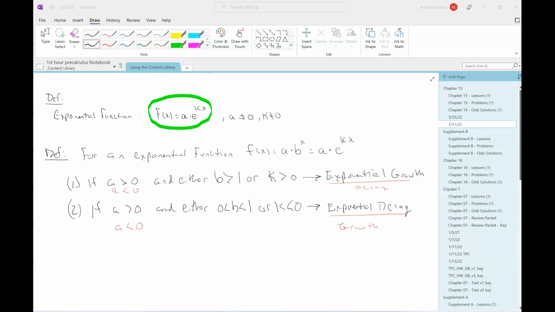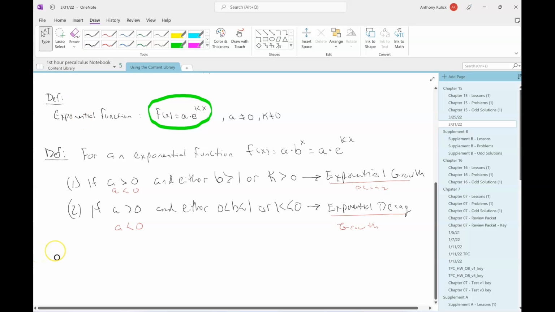So the natural place that we look at exponential growth and decay is really with story problems. So let's look at an example, and rather than me writing these examples, I'm just going to copy and paste them in because I just don't want to do all that writing.